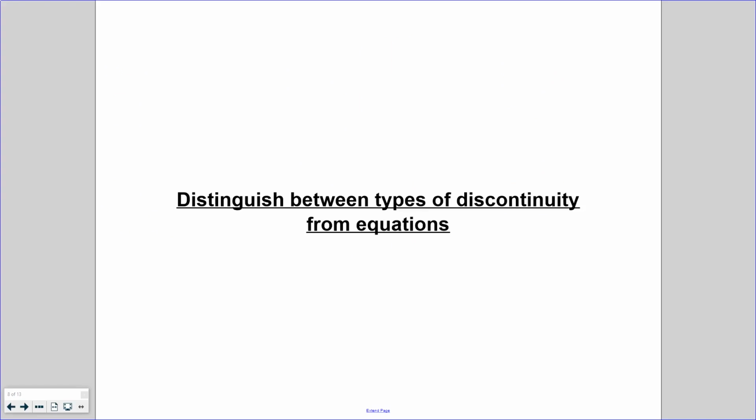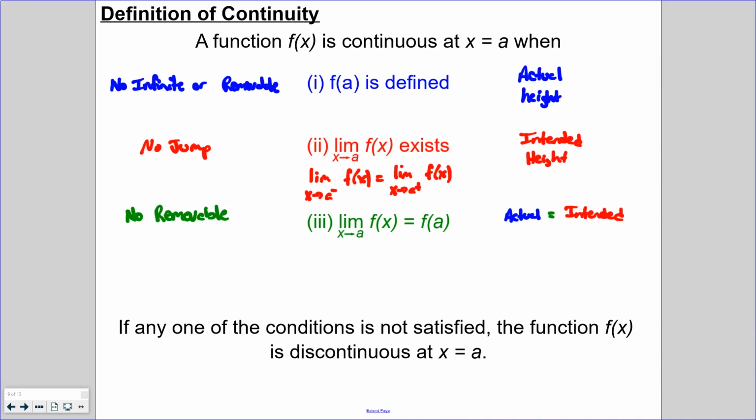Next up, we're going to be looking at distinguishing between types of discontinuities from equations. Since we're dealing with equations now, those three conditions for continuity are going to come back into play: f of a needing to be defined, the limit as x approaches a of f of x has to exist, and the limit has to equal the function. So again, if f of a is defined, that removes the infinite part of the discontinuities. If the limit exists, that removes the jump aspect of the discontinuity, and if the limit equals the function, that removes the removable discontinuity piece.